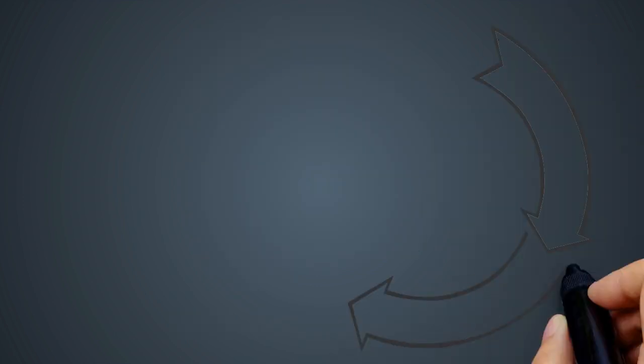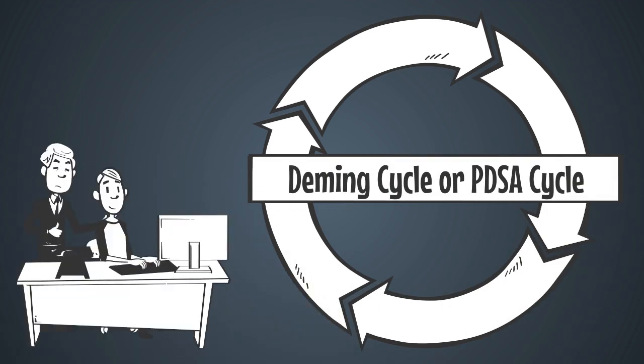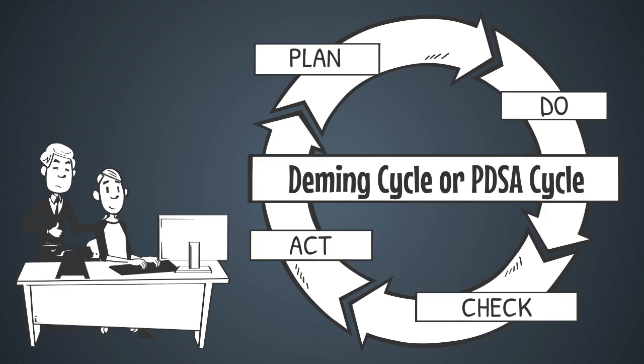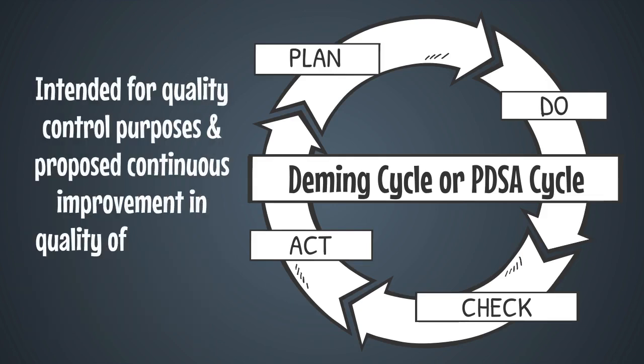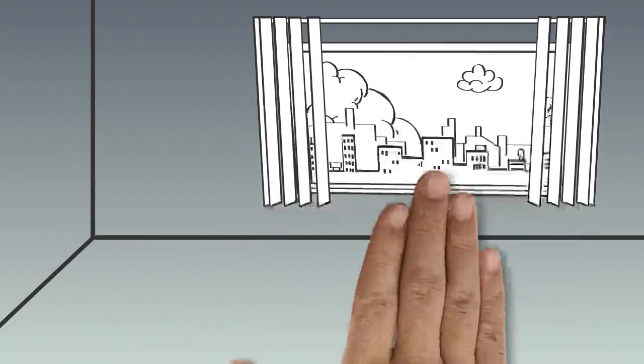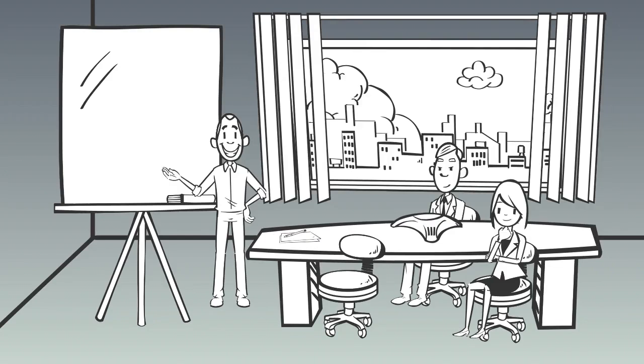The quality cycle is known as the Deming cycle or PDSA cycle and consists of a repetition of 4 steps: plan, do, check, act. And it was intended for quality control purposes and proposed continuous improvements in quality of products and experiments, etc. And quality circles are small groups of people meeting frequently to examine data and look for quality problems and try to identify solutions to these problems.